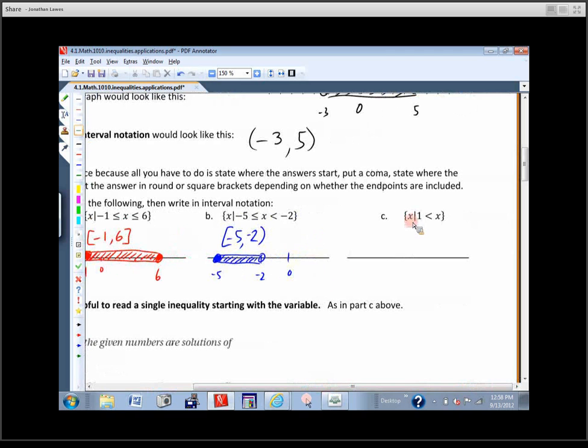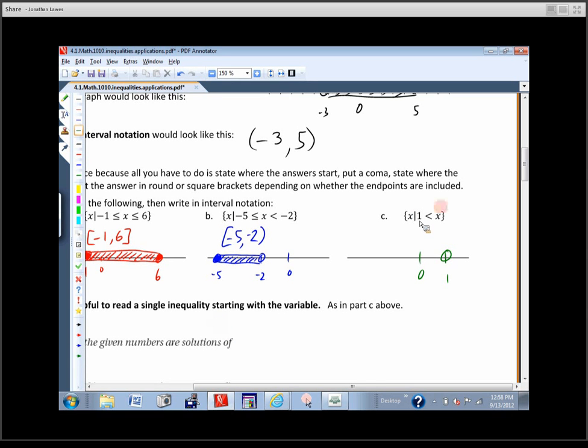It says the set of x's such that x is, or excuse me, it's 1 is less than x. So here's 0. What's the most important point on this number line? A 1. So I'm going to put a 1 here. I'm going to circle that. Okay, now it says this down below.